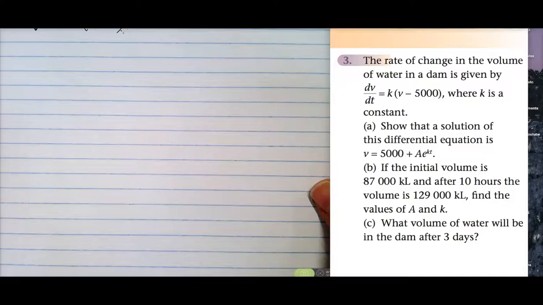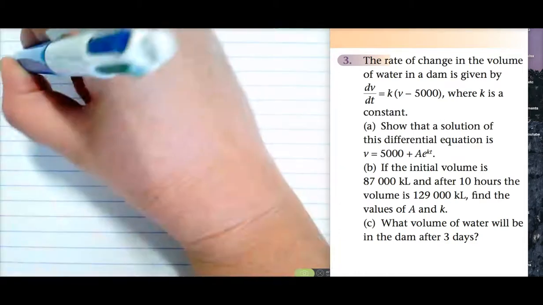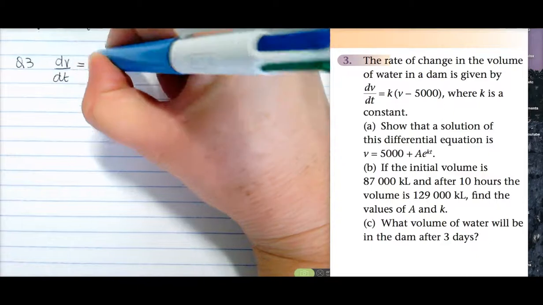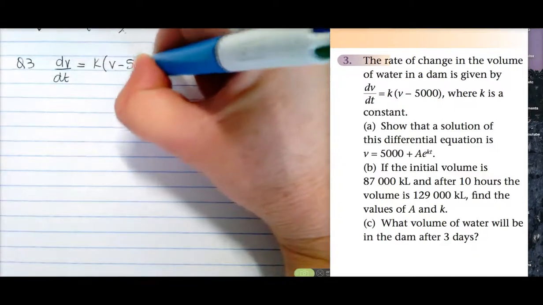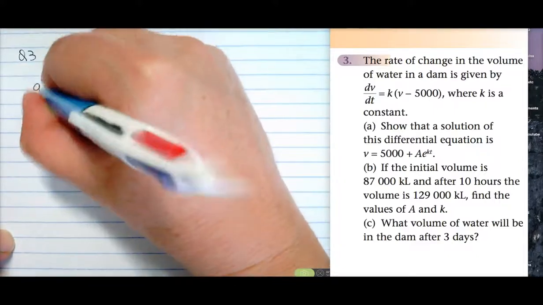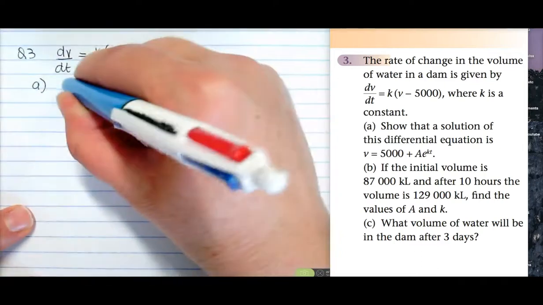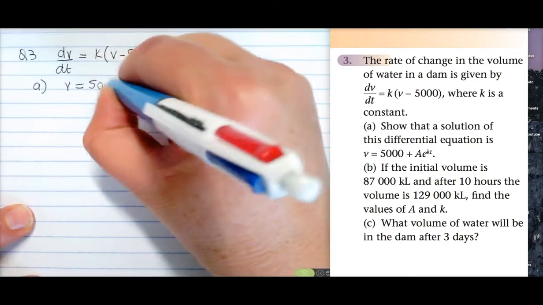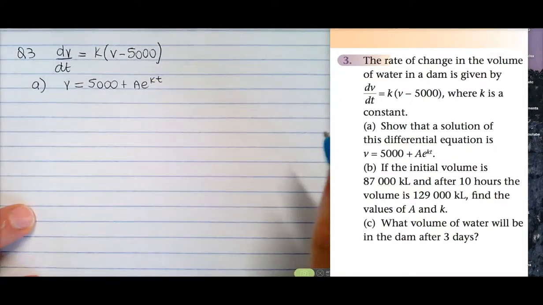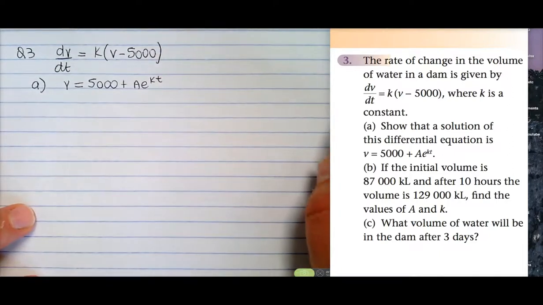Yes? Change in the volume of water in a dam is given by that. So question 3, we know that dV/dt equals K bracket V minus 5,000, where K is a constant. It says to show that a solution to the differential equation is that one. So we start with V is 5,000 plus AE to the KT. What do we do now? Show that it's a solution. What do we do? Anyone?